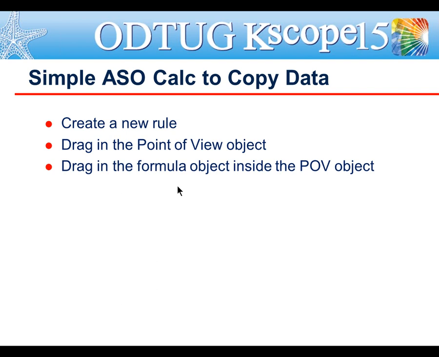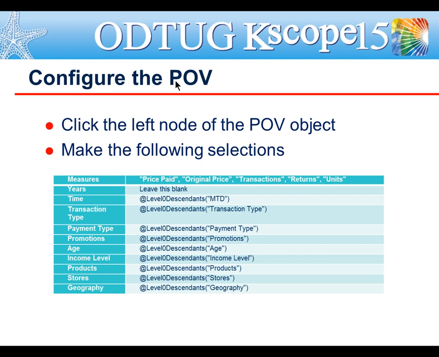There's also one trick that I think is counterintuitive. It took me a long time to get it, and we'll see what that is in a minute. So create a new rule, drag in a point of view object, drag in a formula object. So in configuring the point of view, click the left node of the point of view object. This is Sample ASO. We have to go through every single dimension, except in this case, I'm going to use the years for the formula. Every single dimension that isn't referenced in the formula needs to have an element in the point of view.